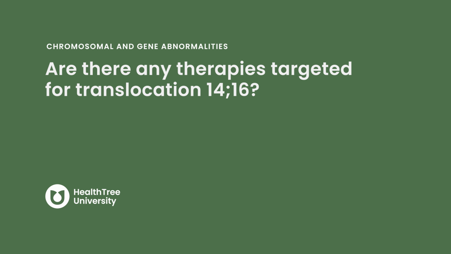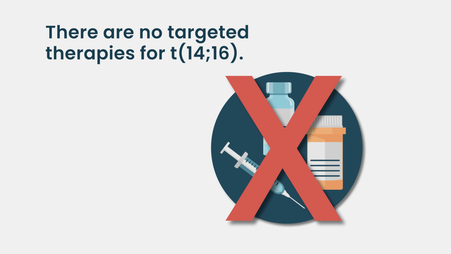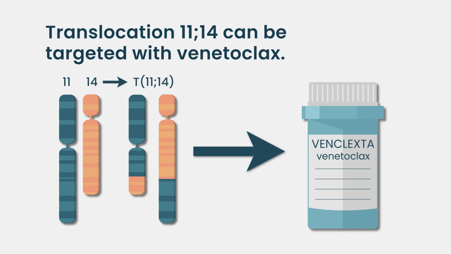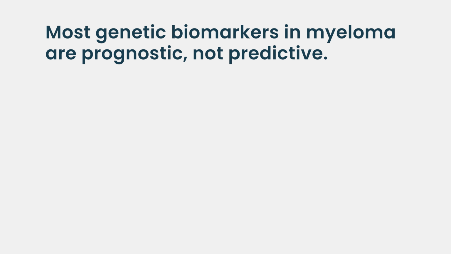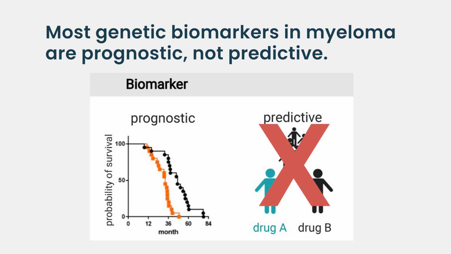Are there any therapies targeted for translocation 14;16? Unfortunately, we do not have any targeted therapies for patients with this specific high-risk marker, 14;16. There is only one genetic marker that we have a treatment that we feel is more beneficial for, and that's the translocation 11;14, in which case venetoclax is a treatment that has been shown to be more effective in those patients. All the other markers are prognostic, which means they give your physician and yourself some indication as to whether or not the disease is going to be more challenging to treat or not.